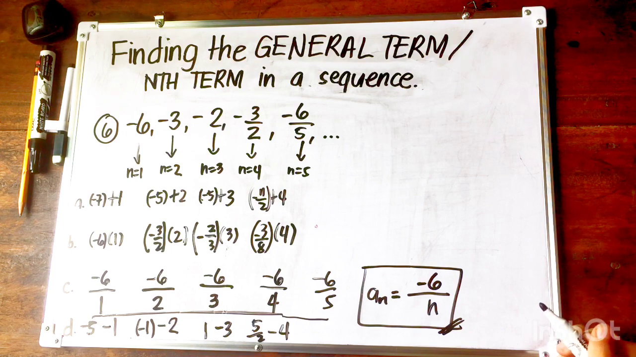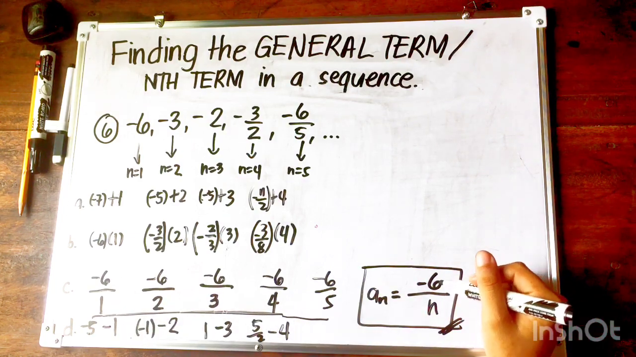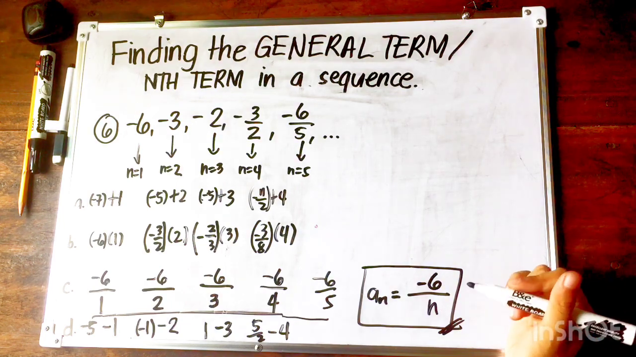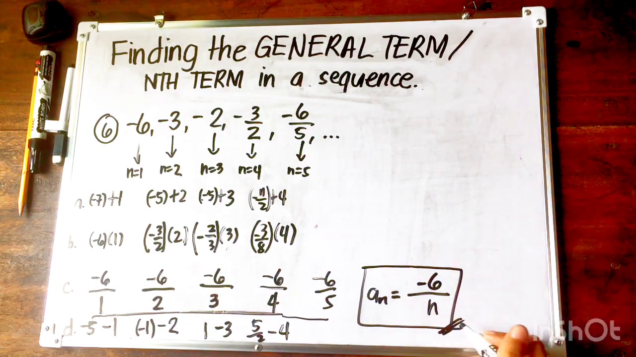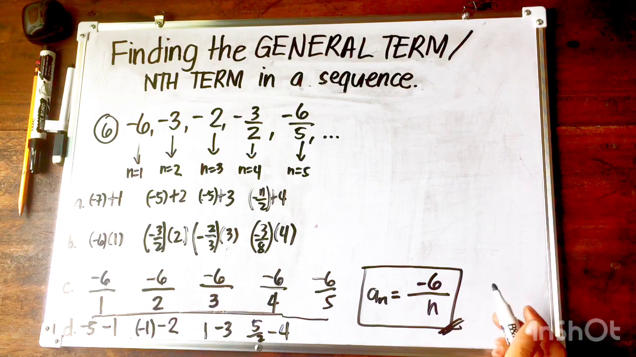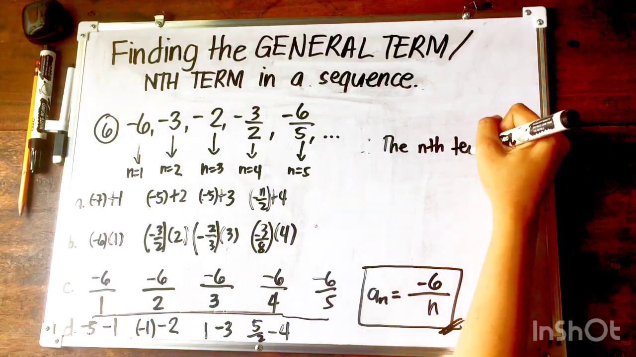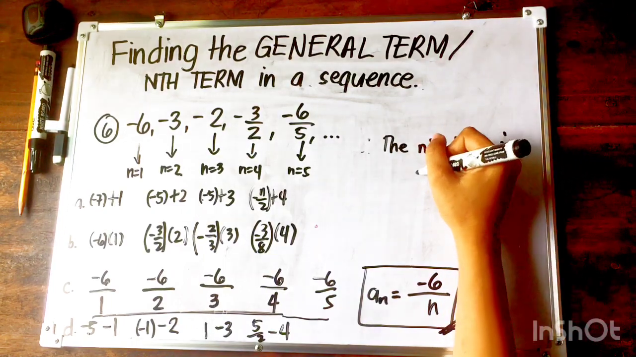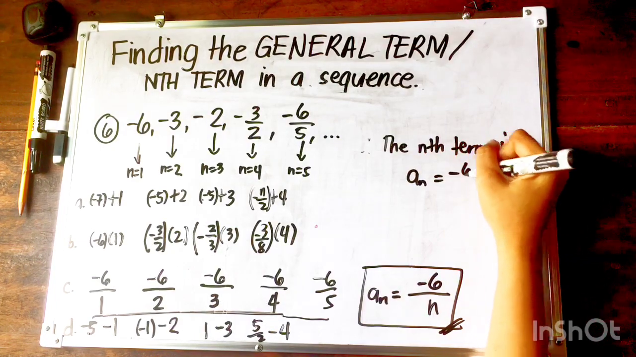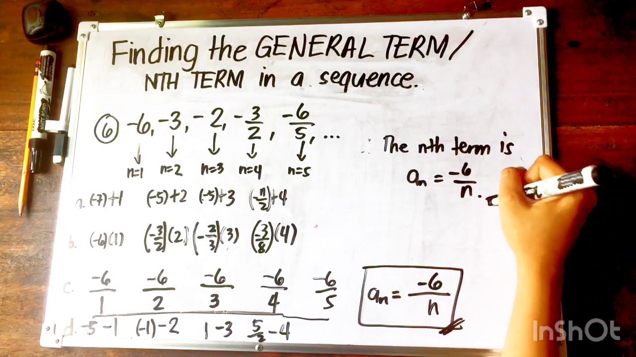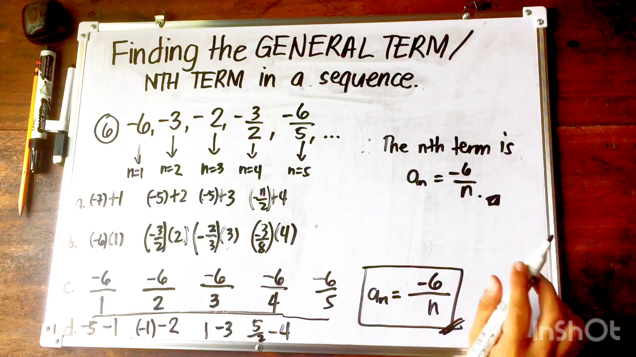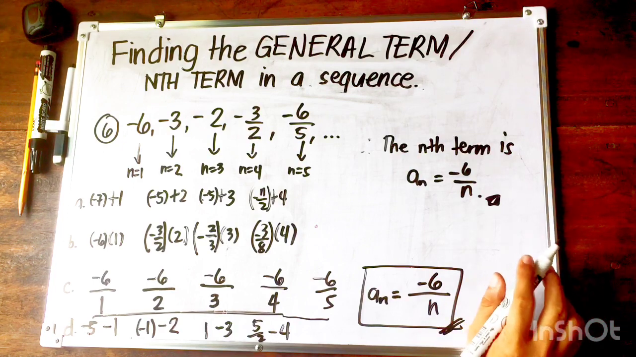Now, madam, do we still need to check? Actually, hindi na class kasi nga working backwards tayo, diba? Ito na yung pang-check natin. So, tama naman. So, ibig sabihin yung susunod dito ay negative 6/6 or just negative 1. Okay? So, ito yung general term for that sequence. So, the nth term is a sub n equals negative 6/n. Okay? So, that ends example number 6.